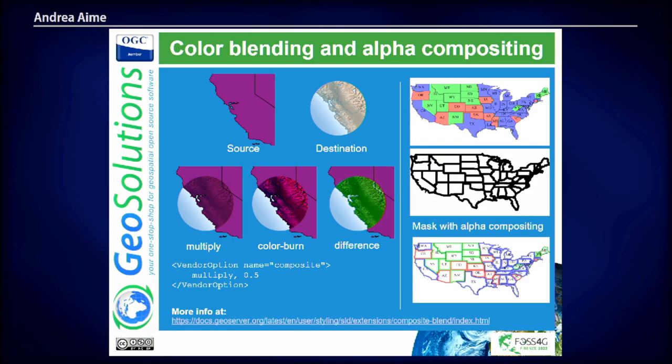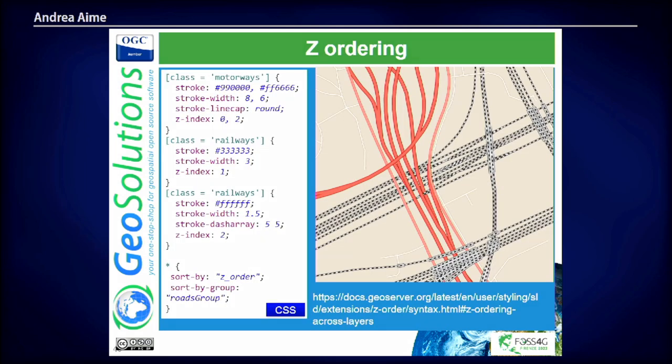Other assorted features. GeoServer can do color blending and alpha compositing, which can be used for masking or for, I don't know, a nice shaded relief integration in a map. We can do Z ordering, eventually across layers. Think about this real world intersection in Germany with roads and rails, and it requires like 20 Z levels. It's crazy. We have the Z level in the database, and we are sorting it and painting stuff accordingly to get a real world representation of what's below and what's above.